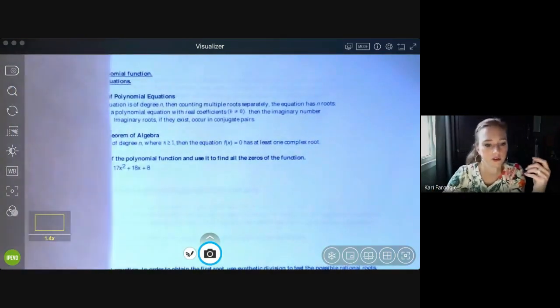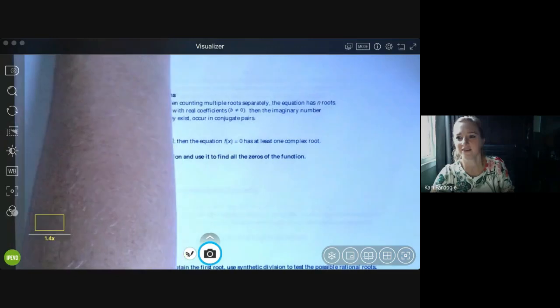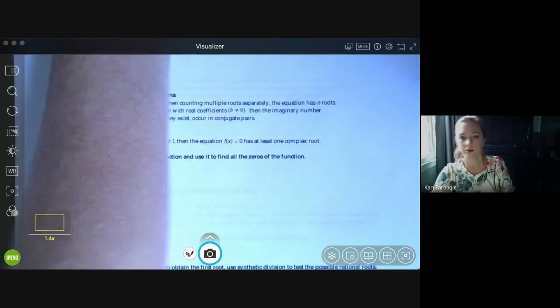How many of you turned in your graphing homework? Oh, we got 9 people who did the graphing homework. It's better than last time. Excellent. Excellent. Okay.